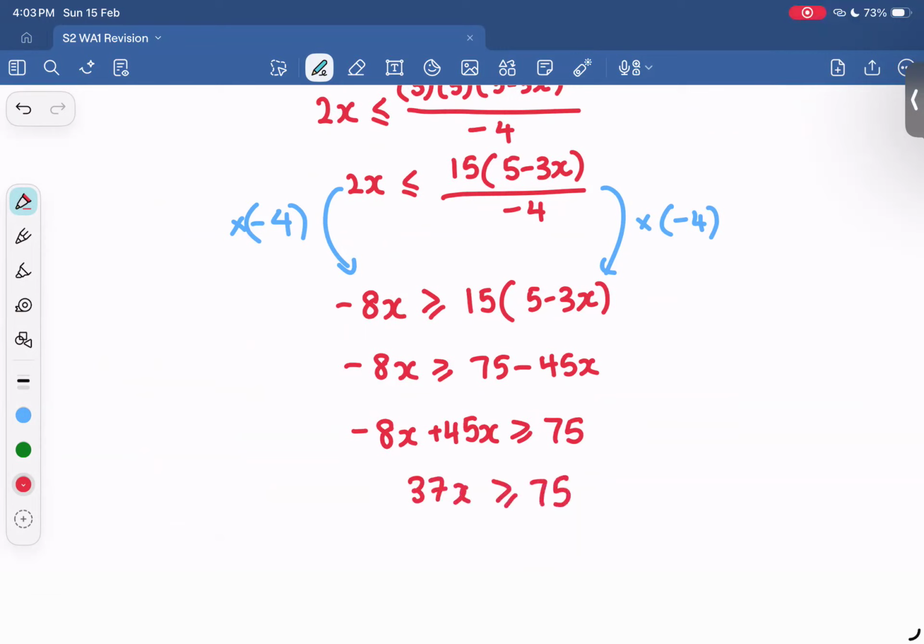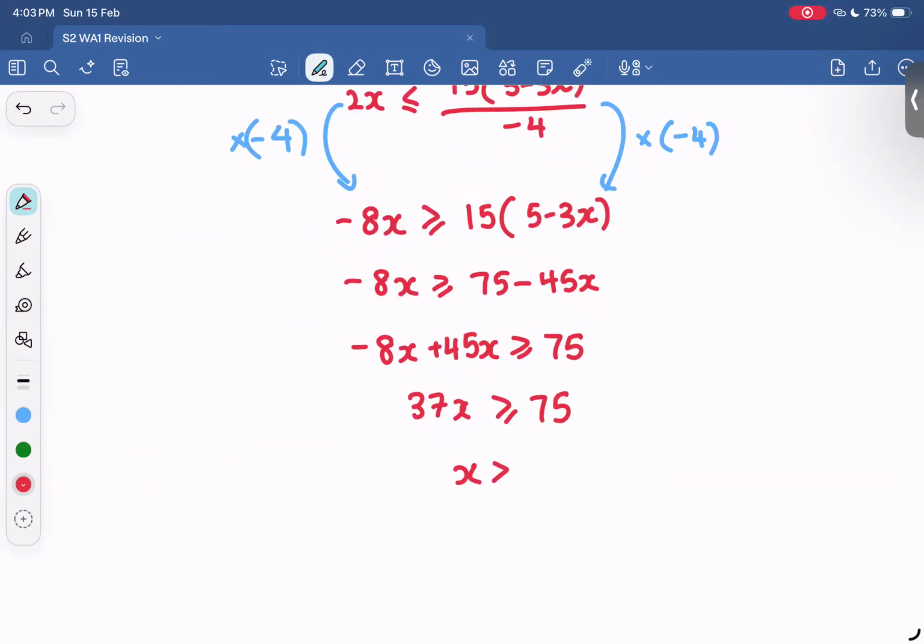So let's just double check. Minus 8 plus 45, yeah, it's 37. So what I'm going to do here is divide both sides by 37. So 75 divided by 37. Wow, this time, guys, we get a whole bunch of decimals.